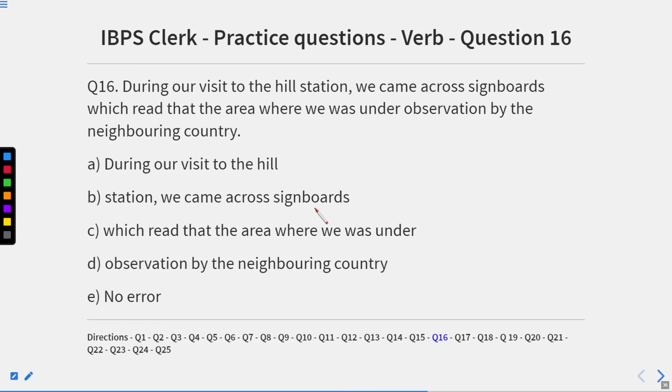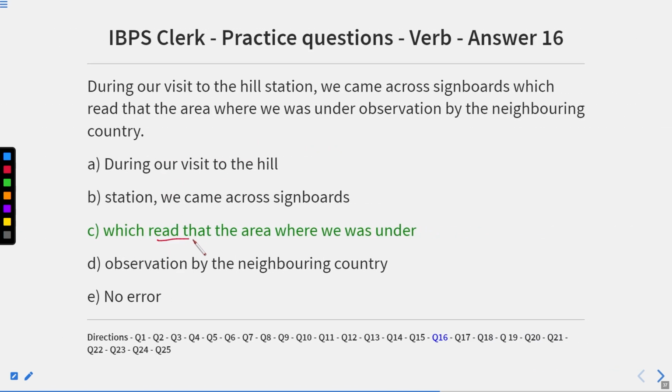During our visit to the hill station, we came across signboards which read the area where we was under observation by the neighboring country. So where we was, here it is written where we was, whereas we is actually the plural subject. And if it is the plural subject, we need to write the plural form of verb. Now here this was should be replaced with were. So the error is in part C, where this where we was is written. So this should be replaced with we were. So the correct answer is C.